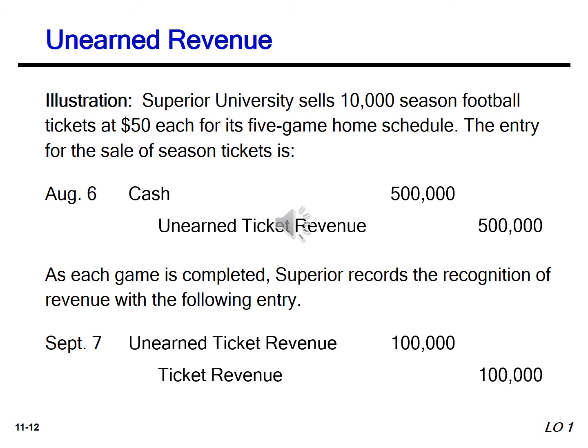Now, as each game is completed, Superior records the recognition of revenue with the following entry. Unearned ticket revenue debits $100,000 and credit to the ticket revenue account for $100,000.